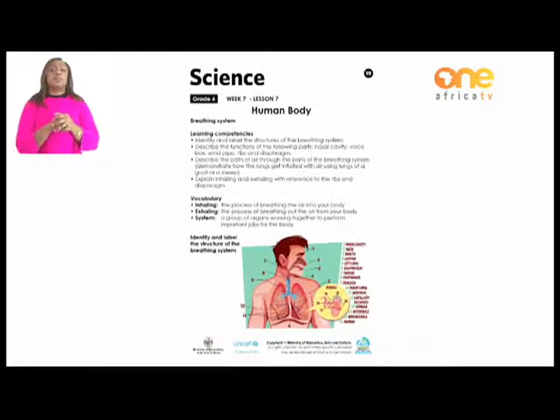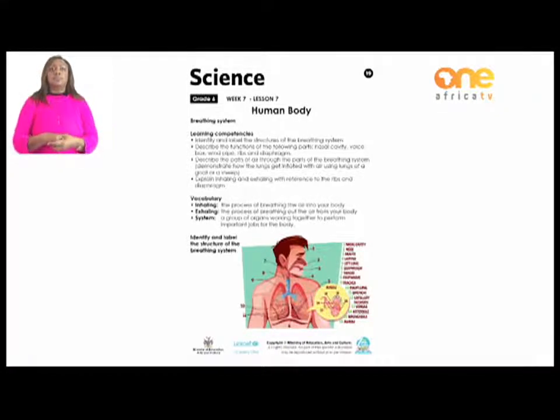And what is a system? A system is a group of organs working together to perform important jobs for the body. It means we have different parts of the body which are working together for the same function. A system is actually combined of different parts. One part of the body cannot make a system, but it has to be more than one to be a system. Those are the words that are commonly used in the breathing system.